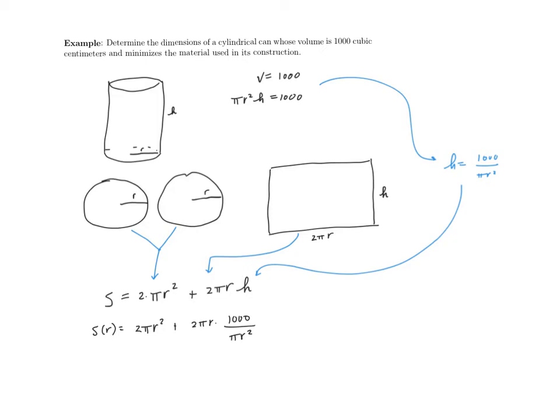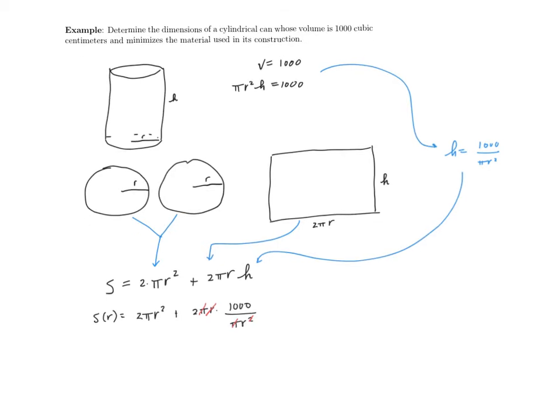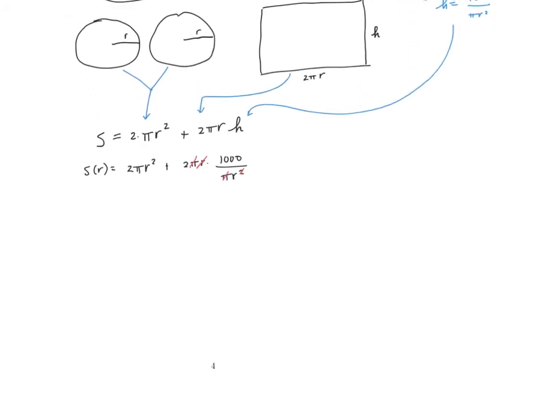So we have a few bits of simplification here. The pi's cancel, and the r on the top cancels off one of the r's, but not both of the r's on the bottom. And creating a little more space here to work, we have S of r, the quantity that we want to minimize, is 2 pi r squared plus 2,000 over r, and we are going to minimize this on what interval?